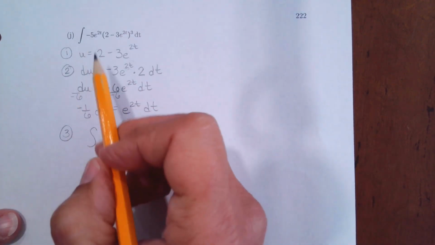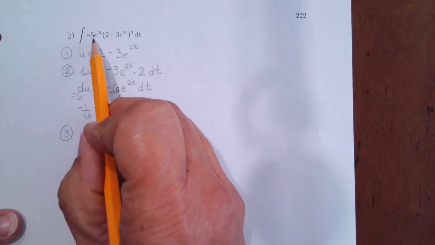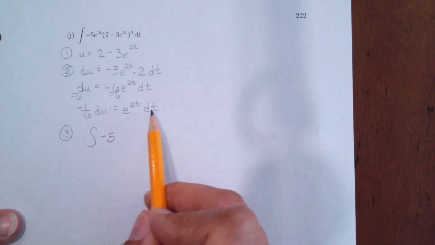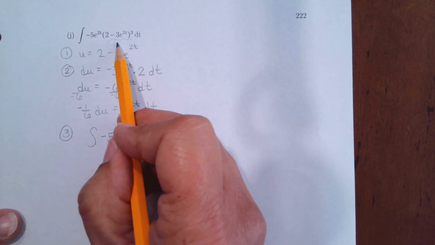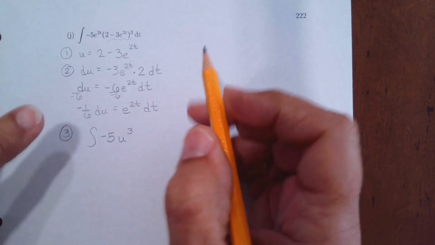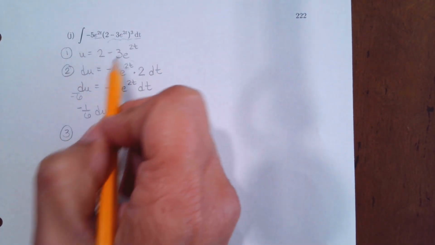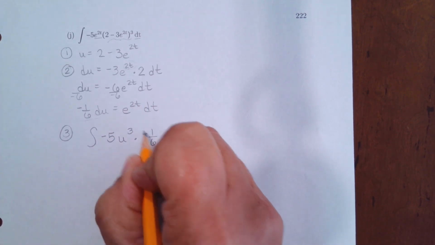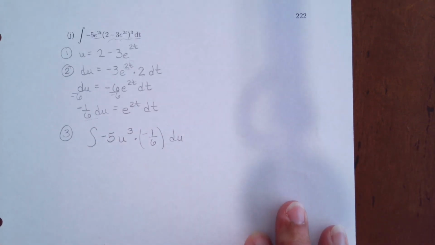All right, so the negative 5 is going to stay. Didn't have that. E to the 2t dt, that's going to come at the end. So now I'm going to look at what u was. So I've got u to the third power. And then e to the 2t dt here and here, that's this. So times negative 1/6 times du. Okay, so everything's going in there.